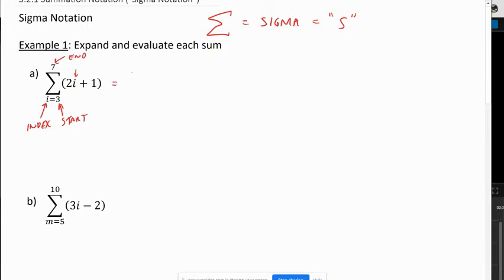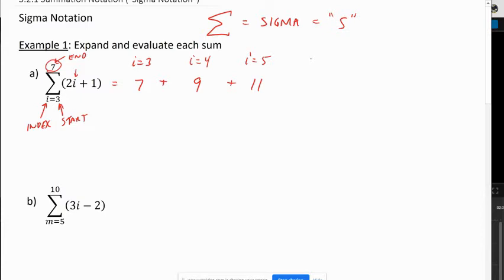And so when we plug in i equals 3, that's our starting letter. Our expression is 2 times 3 plus 1, so that would be 7. And it is a sum, remember S for sum, so we're adding in between each term. And so then when we plug in i equals 4, we get 2 times 4 is 8, plus 1 is 9. And then next we'll plug in i equals 5. And when we plug in 5, we get 2 times 5 plus 1, so that's 11. And we keep going until we plug in our final number.